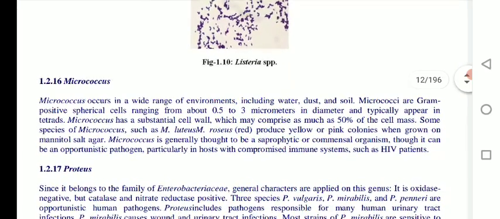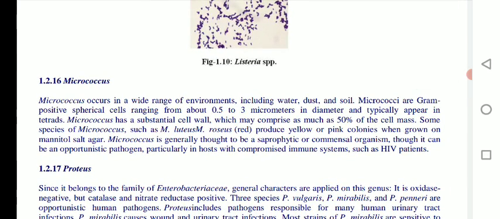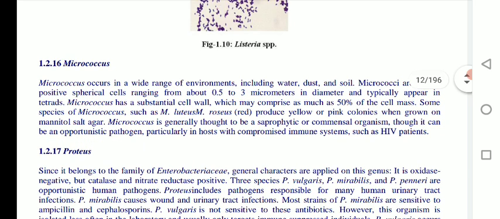In our previous lecture, we started food microbiology, with an introduction to food microbiology, and we have already covered so many bacteria that are usually present in food and cause intoxication or foodborne infections. In today's lecture, we'll see the remaining bacteria. So we are going to start with Micrococcus.